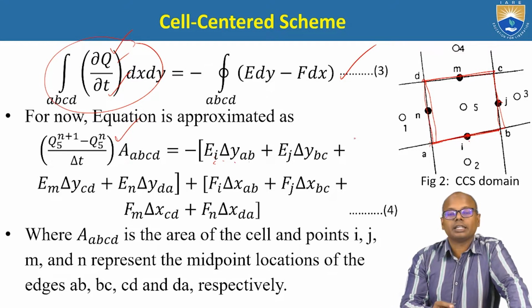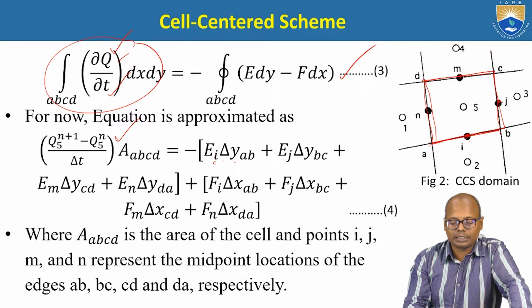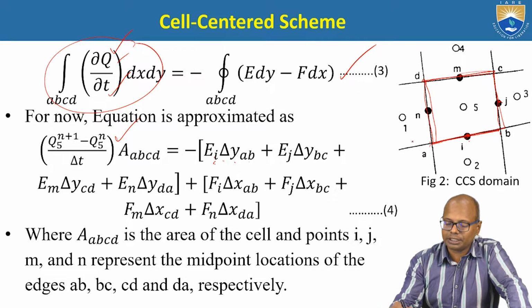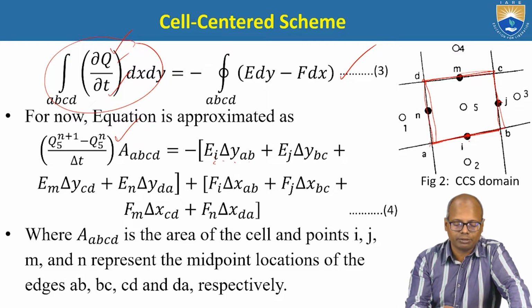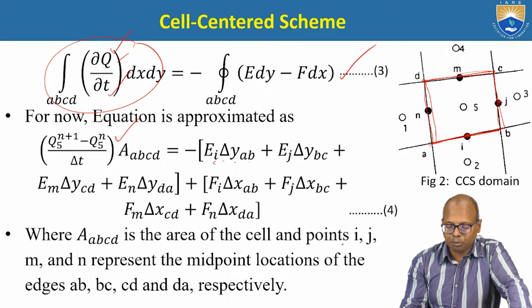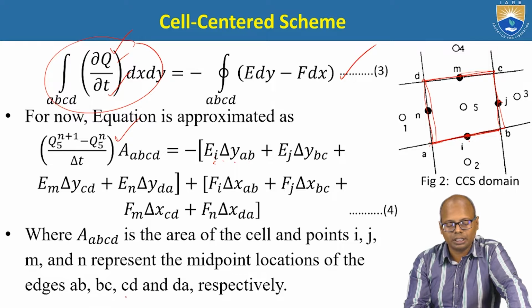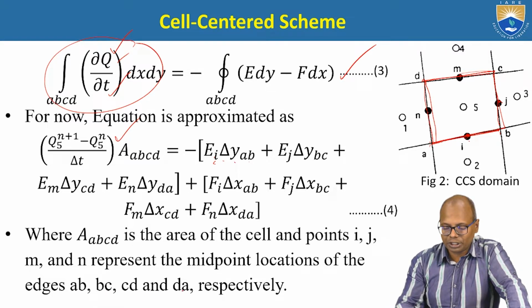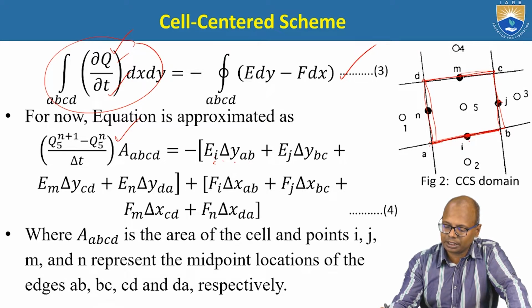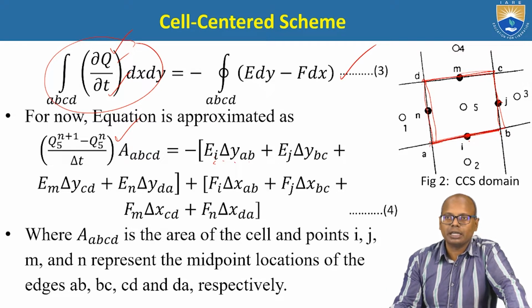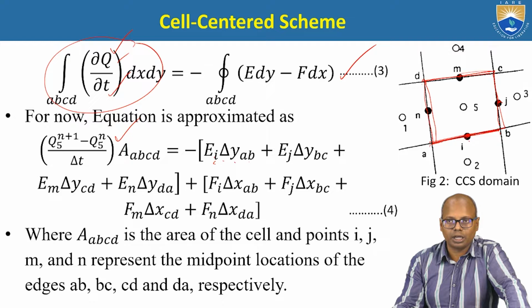Now here in this equation, ABCD is the area of the cell. This cell ABCD has some area, and that is given by ABCD. Points I, J, M, N represent the midpoint locations of edges AB, BC, CD and DA respectively. So this is obvious. The edge AB, the midpoint is I. Edge BC, the midpoint is J. Edge CD, the midpoint is M. The edge DA, the midpoint is N. Like this we have taken I, J, M, N.